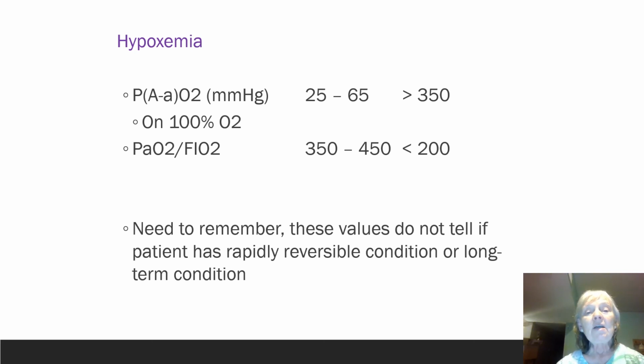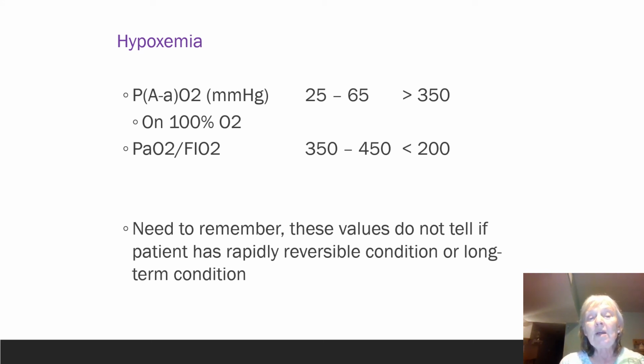For hypoxemia, something we've talked a little bit about already, the P(A-a)O2, the gradient, millimeters of mercury on 100% oxygen. Remember, the norm is 25 to 65 millimeters of mercury. Anything greater than 350 millimeters of mercury is an indicator for support. To come off of the support, anything less than 350 millimeters of mercury on 100% oxygen is what you need.